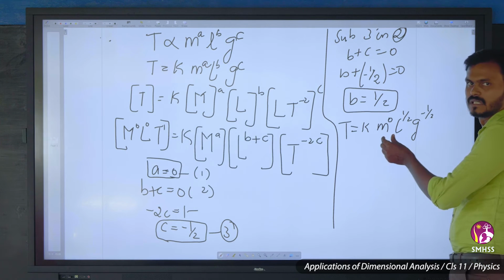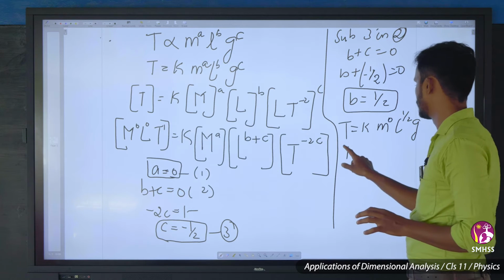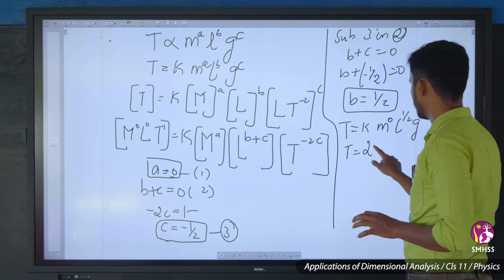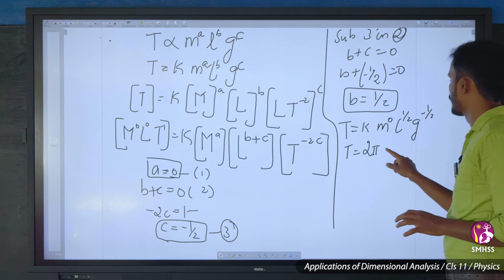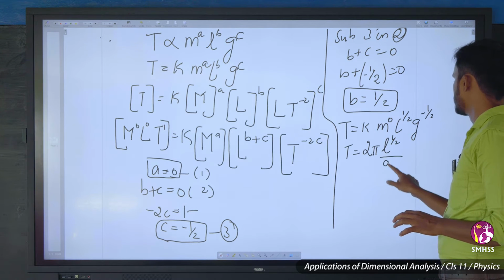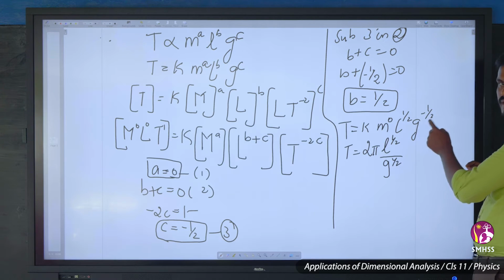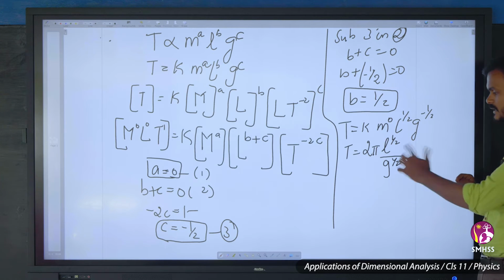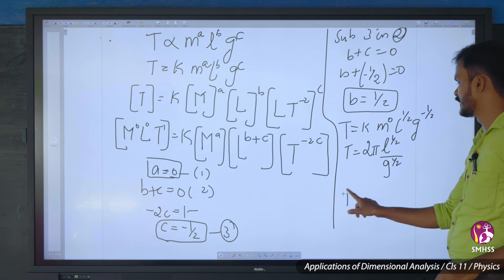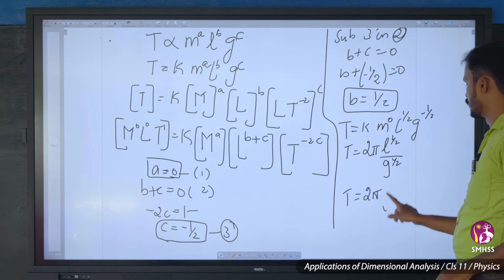So, M is 0 here. The dimension of M is 0, so we can omit this M. So T is equal to, instead of k, we write 2 pi, L^(1/2) divided by g^(1/2). Why? Because it is minus 1 by 2; if it comes to the denominator, it is plus 1 by 2. We can write it as 2 pi root of L by g.